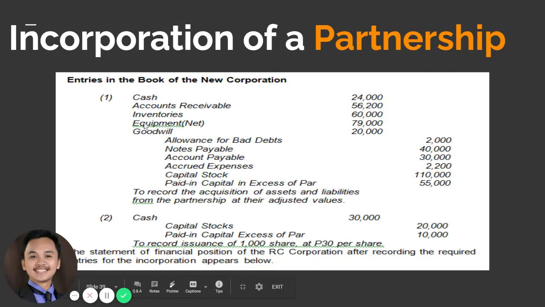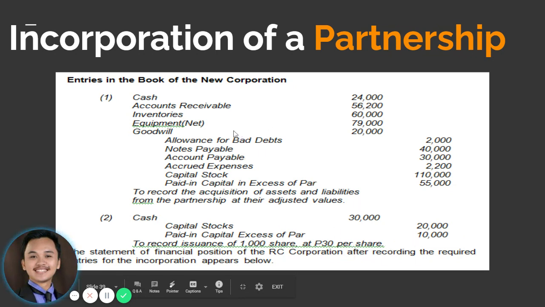So this time, this is the journal entry in the books of the corporation. What you closed earlier, the liabilities, you now open here. So cash, accounts receivable, inventory, equipment, and goodwill. Obviously, what you account for here are the adjusted assets and liabilities of the partnership. And then cash, and capital stock and paid in capital to record the issuance of 1,000 shares at 30 pesos per share to other incorporators. Take note that the par value is 20 and the issue price is 30. So 1,000 times 20 is the share capital, and the additional paid in capital or share premium is 10,000, for a total of 30,000.